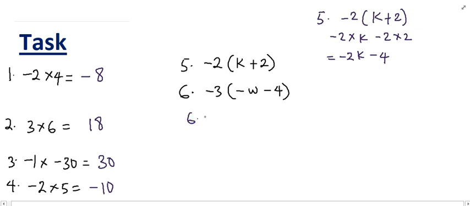Number 6, I just want to write it: negative 3 into negative w into negative 4. So negative 3 multiplied by negative w, and then negative 3 multiplied by negative 4. Now I want you to observe something. Each of the steps I'm solving, I'm always careful about writing it down, because I make a whole lot of mistakes when I don't. I know such a thing might be similar for some other people, so always write it down. And while writing it down, track your signs.